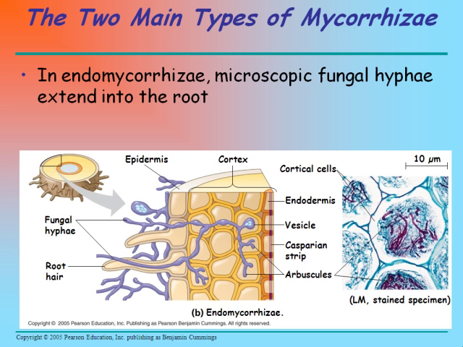The next one, endomycorrhizae, microscopic fungal hyphae extend into the root. Okay, so here you can see it extending into the cells, and here is a light micrograph, a stained specimen. You can see that. So no mantle forms around the root, but the microscopic fungal hyphae extend into the root within the root cortex and make extensive contact with the plant through a lot of branching, providing a greater surface area for nutrient swapping. The hyphae penetrate the cell walls, but not the plasma membranes of cells within the cortex.